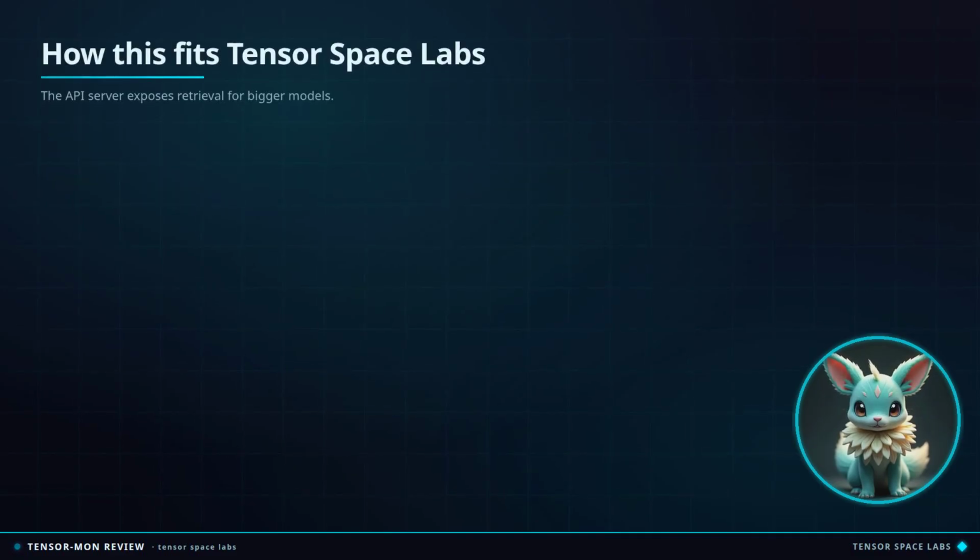At Tensor Space Labs, the API server Mr. Barnes runs can expose retrieval as part of the call. The 3 billion parameter model you use in class runs without RAG. The 13 and 70 billion parameter servers can take a retrieval step first, then answer.